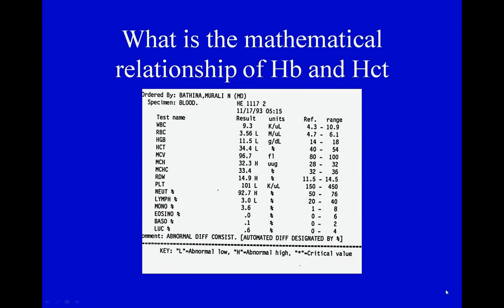Okay, what's the mathematical relationship of hemoglobin and hematocrit? So look at the mathematical relationship here. Mathematically, what would I have to do with this number to get this number? And you can see it's pretty much dividing or multiplying by 3. If I take the hematocrit and divide it by 3, it estimates hemoglobin. If I take hemoglobin and multiply it by 3, it estimates hematocrit.